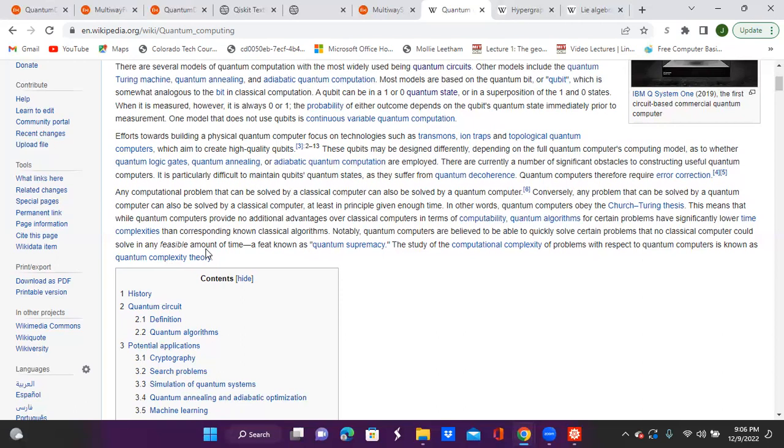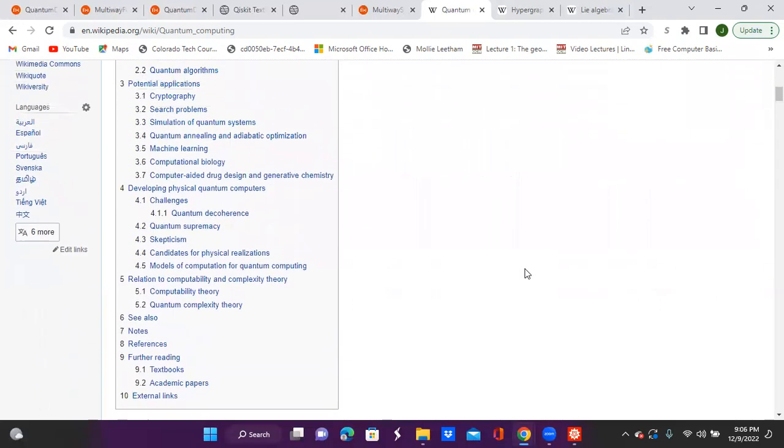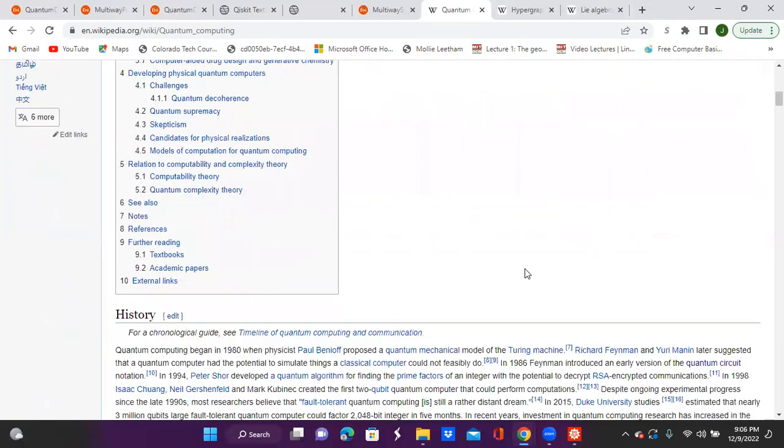A feat known as quantum supremacy. The study of computational complexity of problems with respect to quantum computers is known as quantum complexity theory, which is huge.